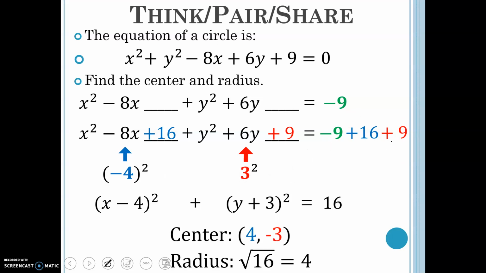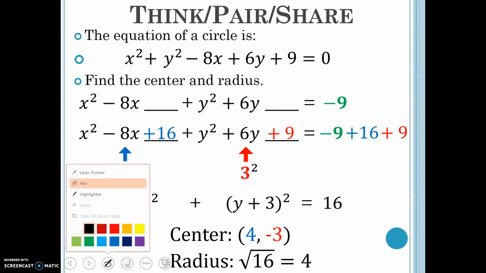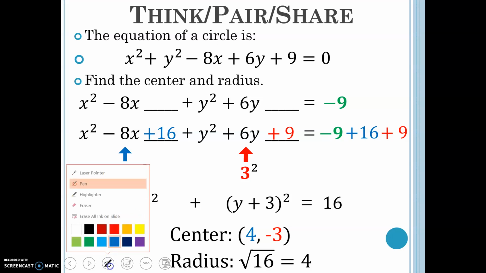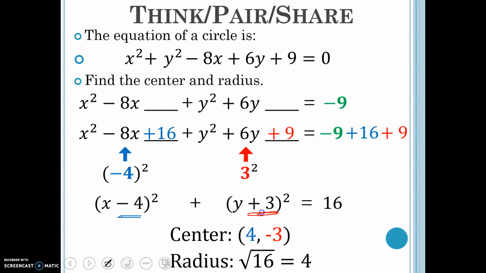All right. That leaves us with a center of positive 4. So we just basically reverse that sign. And the y value of our center is negative 3. 4 comma negative 3. And then at the very, very end here, remember, again, take the square root of that, and that gives you 4.